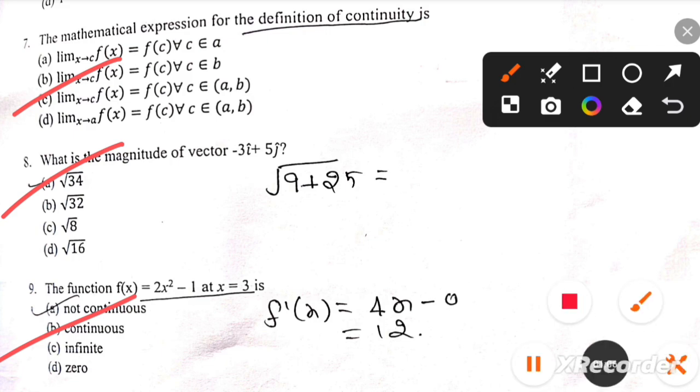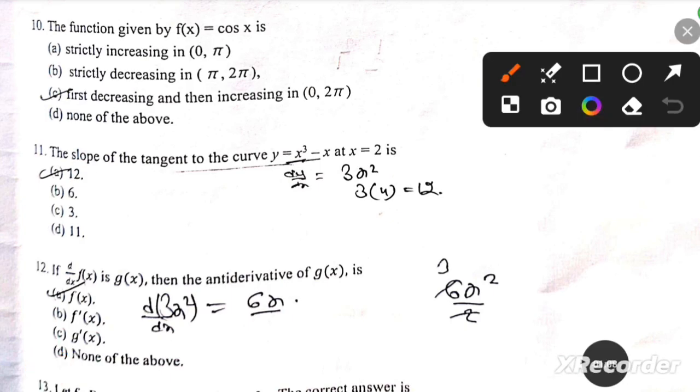continuous. The function given by f(x) is equal to cos x is first decreasing and then increasing in the 0 to pi interval. The slope of the tangent to the curve y is equal to x cube minus x at x is equal to 2 is 11. Then the antiderivative of g(x) is f(x).